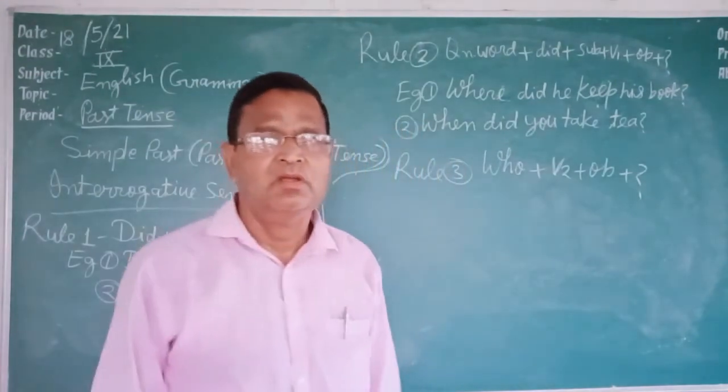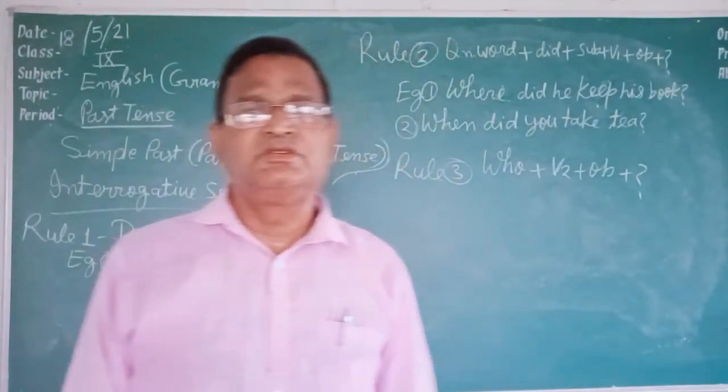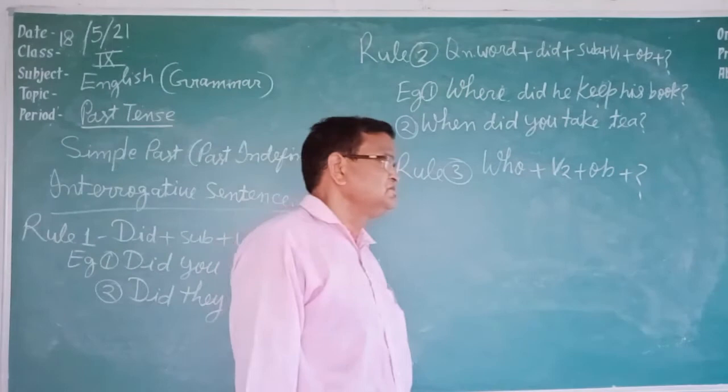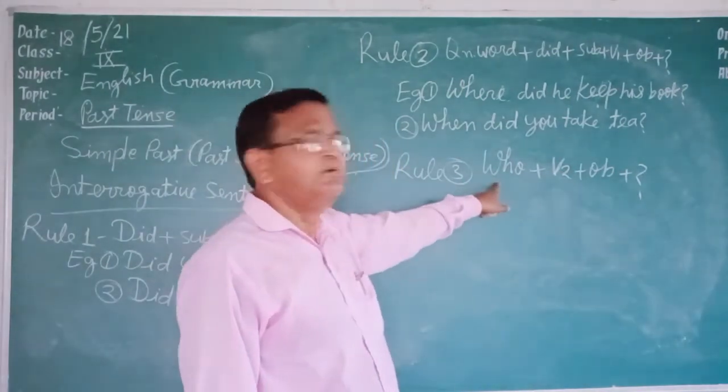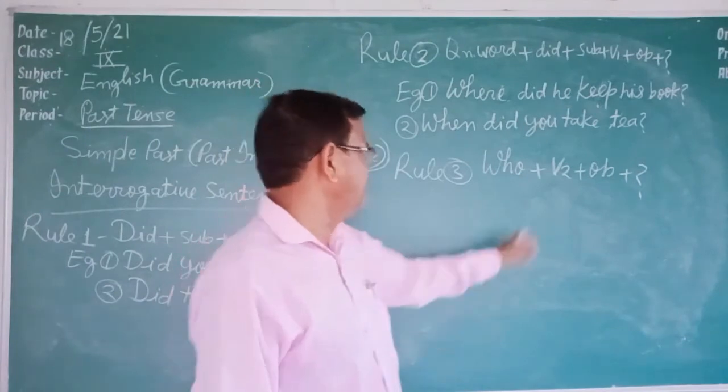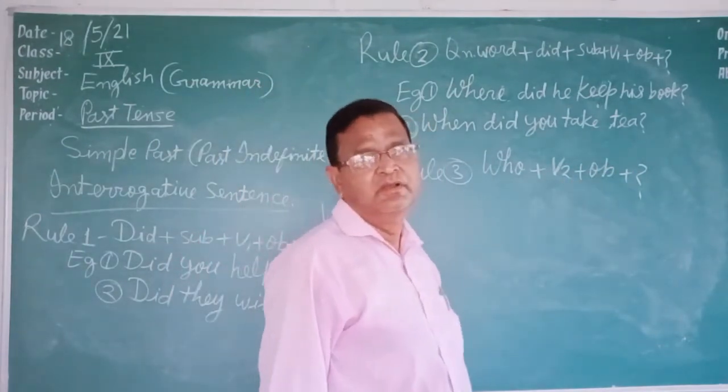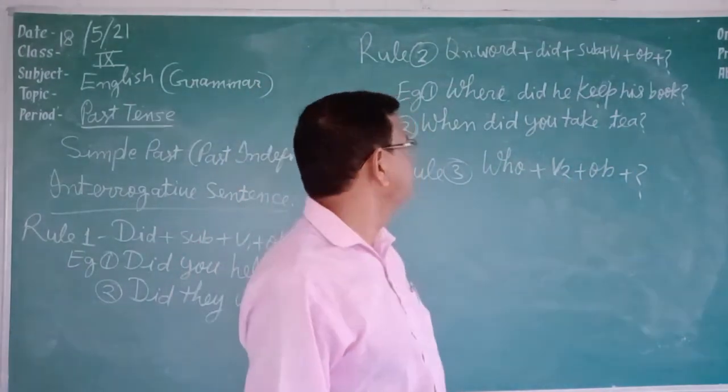plus verb second form plus object plus question mark. This is the rule. So students, you should keep in your mind that if the sentence starts with who, then this rule will be followed. First of all who, then verb second form, then object, then question mark. In this type of sentence, did is not used.